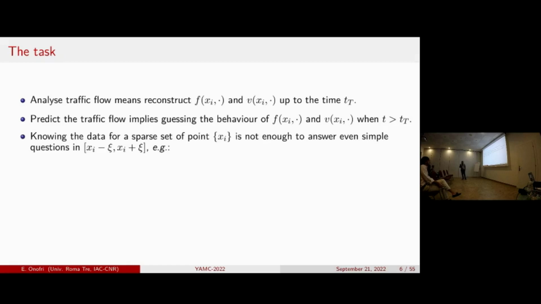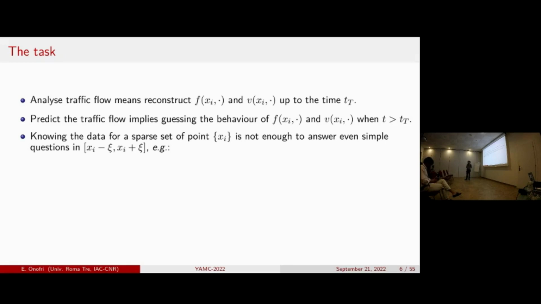Knowing the data for a sparse set of points is not enough to answer even simple questions like: I give you this sensor, I give you this data, I would like to know what happened now, or maybe in 5 minutes, 1 kilometer after, 1 kilometer before.